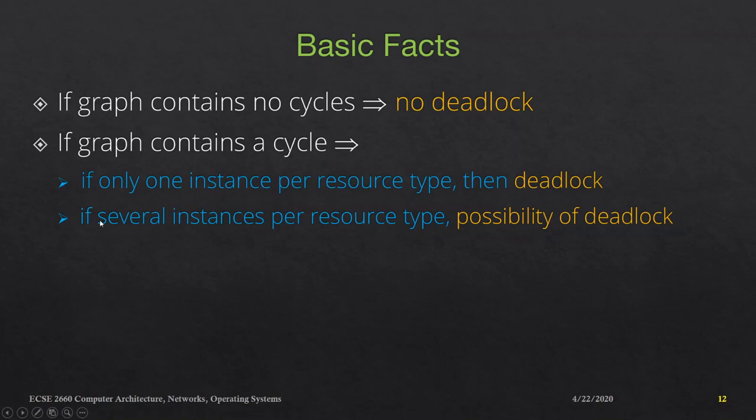because there is a cycle and there is only one instance per resource type. The other case is if there are several instances per resource type, then there is a possibility of a deadlock, which means we have to dig a little deeper and try to figure out whether the deadlock is going to happen or not. But there is a possibility in that case, not for sure.